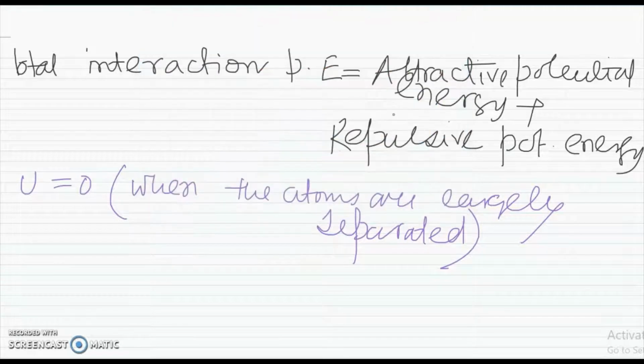Now when they come close to each other, the potential energy will change. There will be attractive potential energy, which is due to the positively charged nucleus and the electron cloud, and there will be repulsive potential energy, which comes from nucleus to nucleus and electron to electron interactions. So we can draw the potential energy versus distance plot.